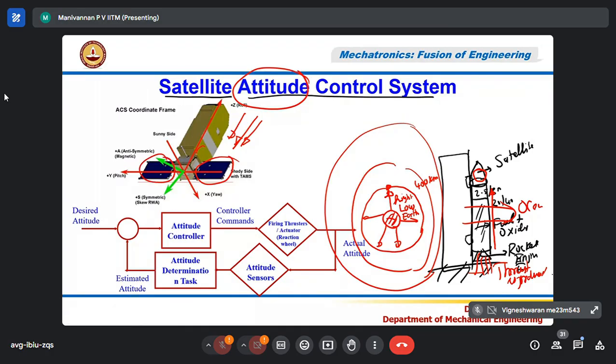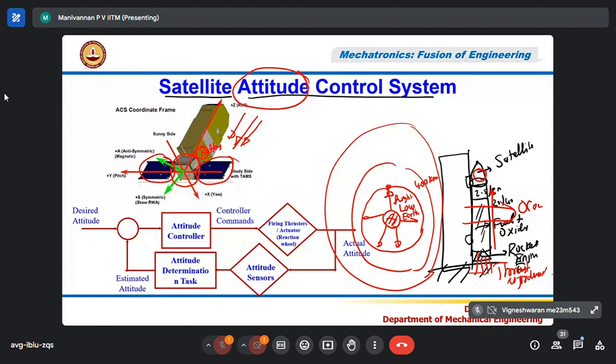Apart from that, internally it can have a battery. The battery will be initially charged before launching. That is sufficient to drive the electronic components, what you call the transmitter, receiver, all those things, which have to work for 5 to 10 years. Satellite life will be 5 to 10 years, sometimes even 15 years, depending on the fuel available inside the satellite. We are going to discuss that later.